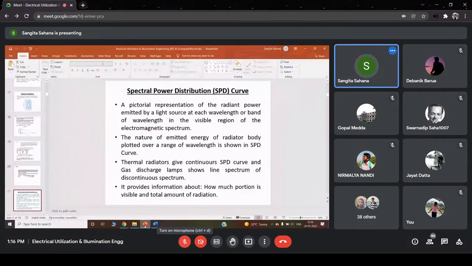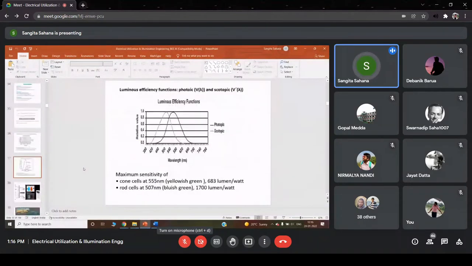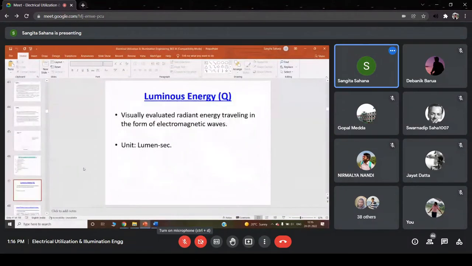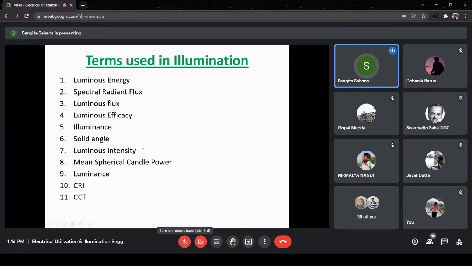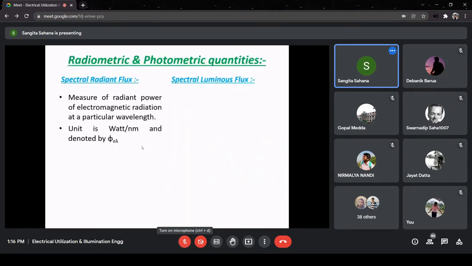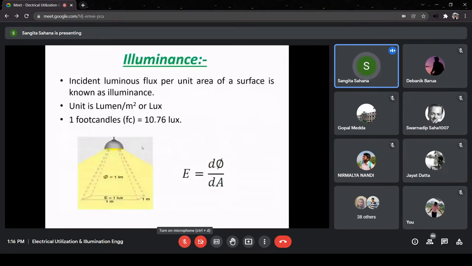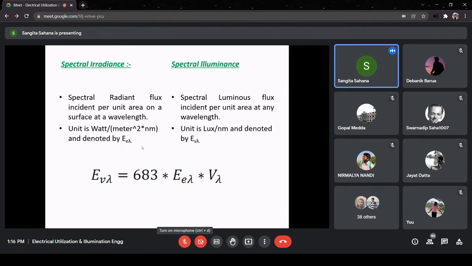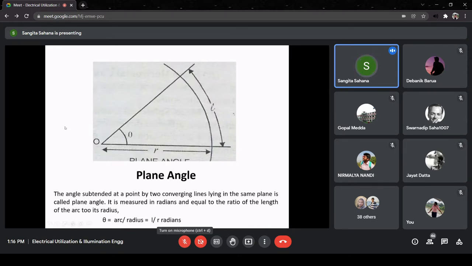Okay, so next we can move to luminous intensity. Last day we discussed the luminous flux, luminous efficacy and illuminance. Next one is luminous intensity. So for luminous intensity, we need an idea about solid angle. All of us know about the plane angle, right? This is the angle subtended at a point by two converging lines lying in the same plane. That is the plane angle.